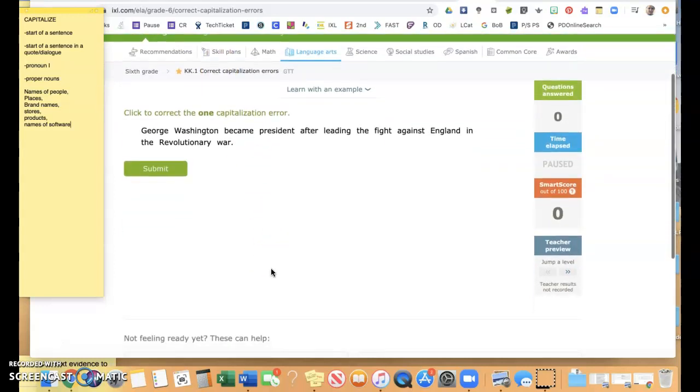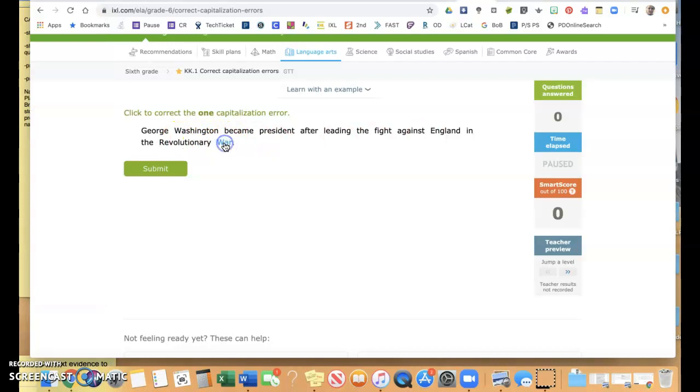In the beginning with KK1, it'll tell you how many capitalization errors you have. Start with making sure the sentence is capitalized, and then read the sentence and think with each word, does this need to be capitalized? George Washington is already capitalized, which is good, it's his name. President, even though there's only one president, we still don't capitalize it. It's still considered a job. England is capitalized because it's a specific place.